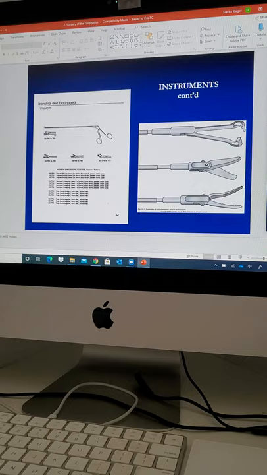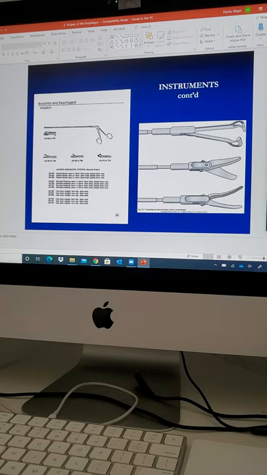I know it has a handle, and many times we call them forceps. Some students are going to ask, well, is it a clamp or is it a forcep? Okay, so we go by the tip. If it's grabbing, it's going to be the forcep, right?